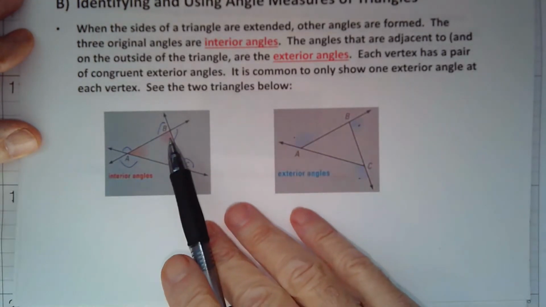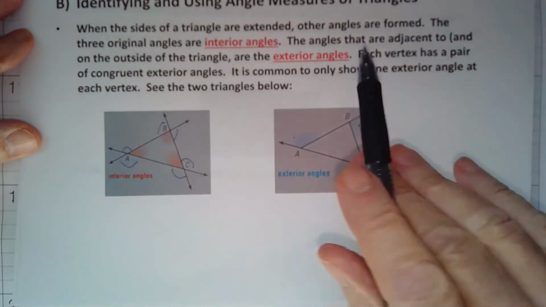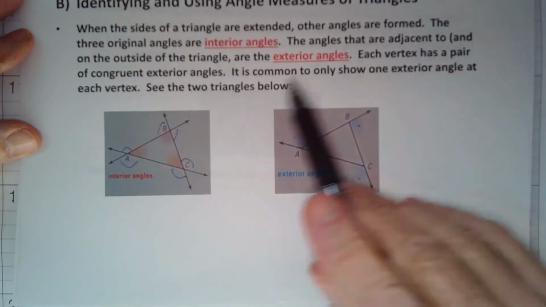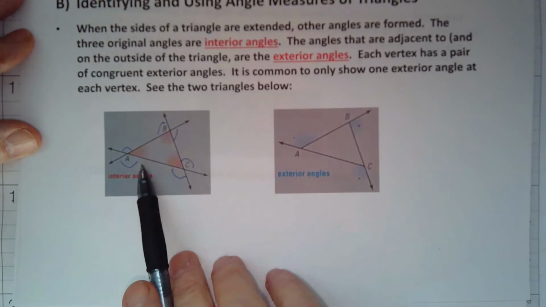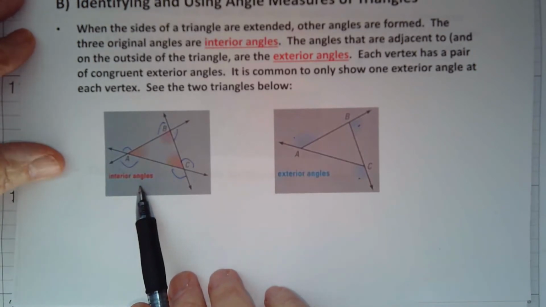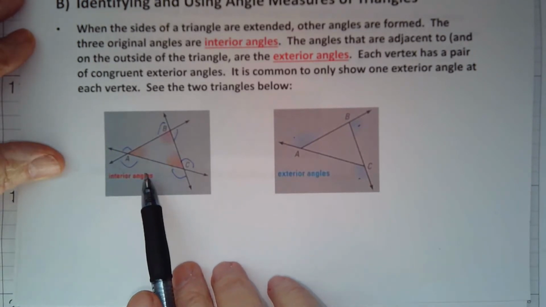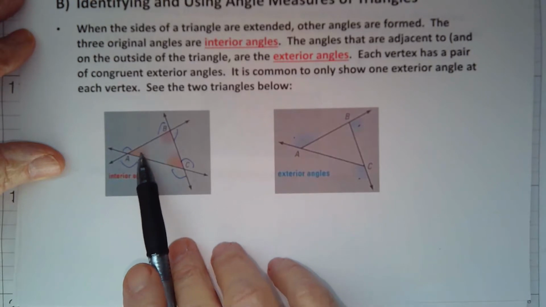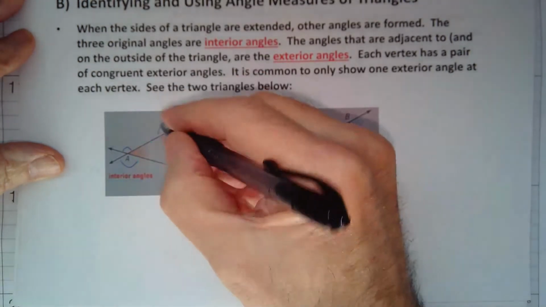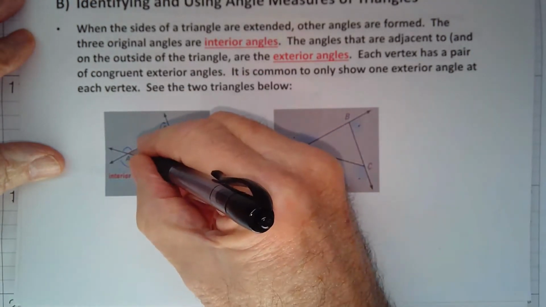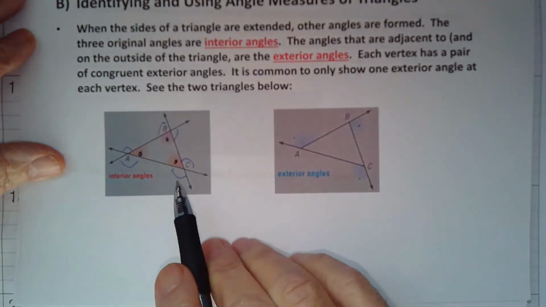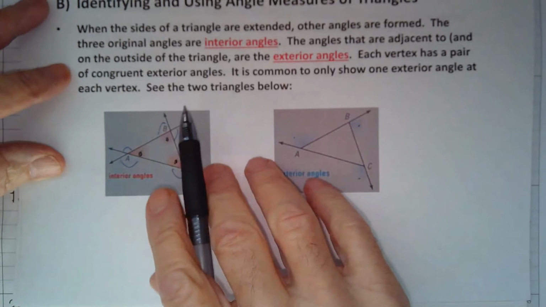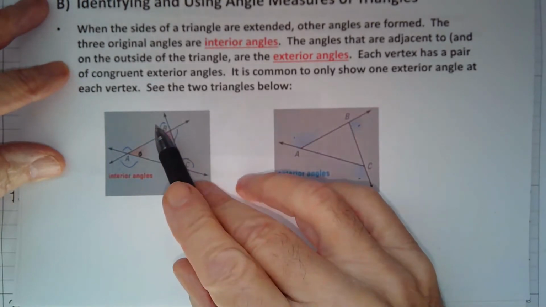Now, let's look at interior and exterior triangles. So, I'm sorry, exterior and interior angles of triangles. So if you extend the sides of a triangle, like I've got in this first picture here on the left, the three original angles, A, B, and C, are considered interior angles. In other words, they're right in here. Okay? They're these angles. The angles that are adjacent to and on the outside of the triangle are the exterior angles.